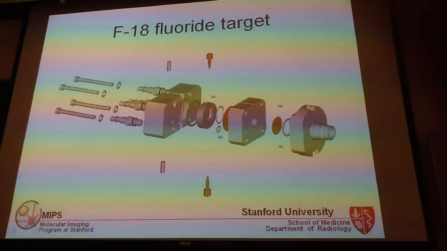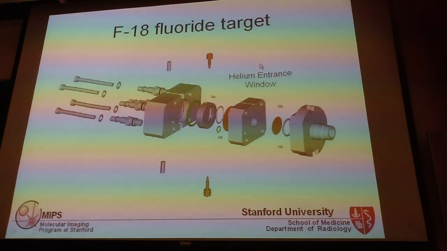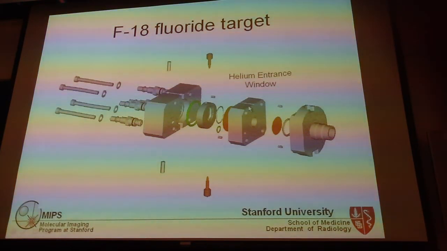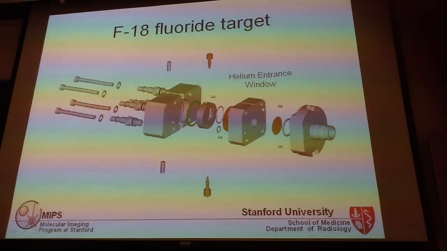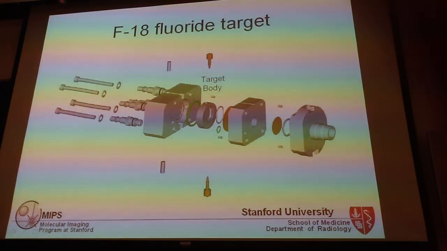Basically, your water is going to be in here. This just hooks the accelerator tube so that it can hit the target. The helium entrance window, depending on if you're using helium or hydrogen gas, is where it comes in, and this is where they put the water on the inside of that. So basically, the water comes in, it's bombarded, and then it goes out.